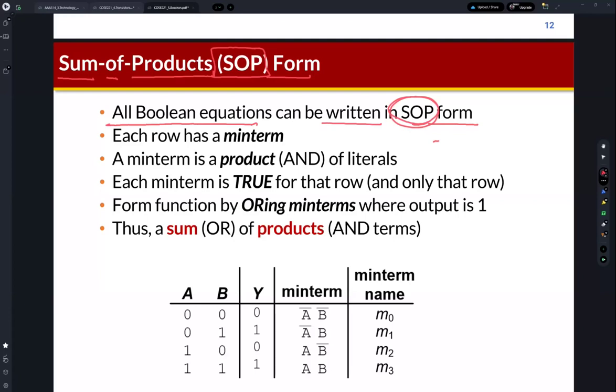So this is an example of a truth table. In the truth table, we can define all possible input values. In this example, the table has two inputs, so we can define four different cases: 0 0, 0 1, 1 0, 1 1. And then for every input value, we can define the output like this.